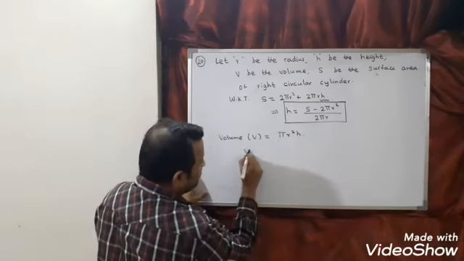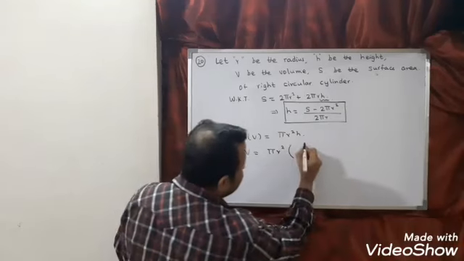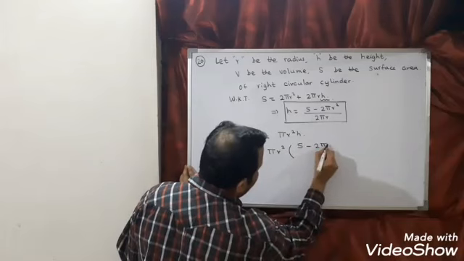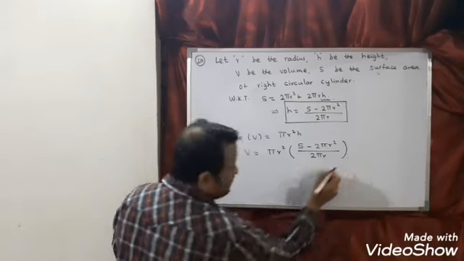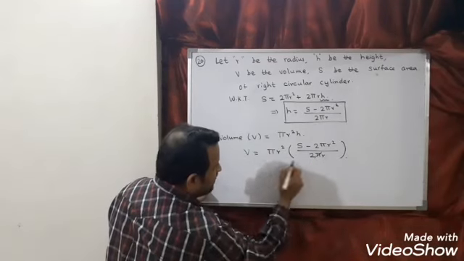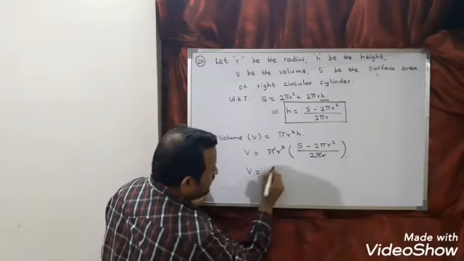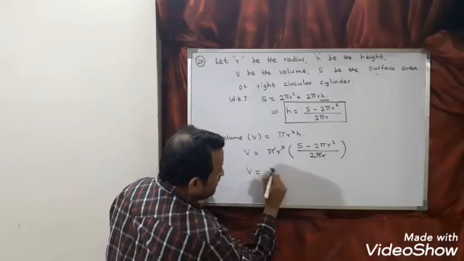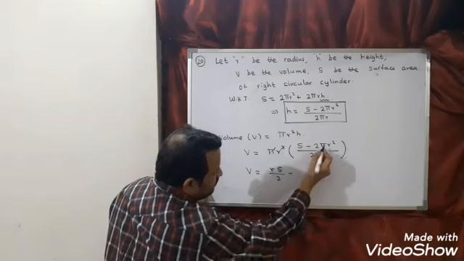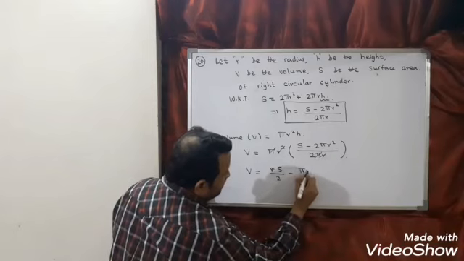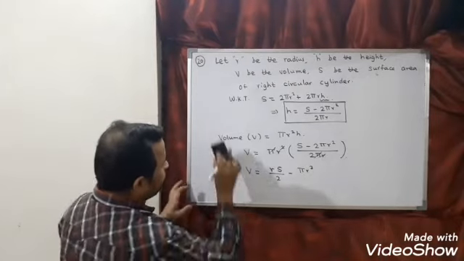Now put the value. So V is equal to pi r square h. What is h? h is nothing but s minus 2 pi r square divided by 2 pi r. So you can see here something will get cancelled: pi will get cancelled, r will get cancelled. V is equal to r, I am shifting inside, r s by 2 minus, so 2 will get cancelled, so pi r cube. Question is maximum volume.